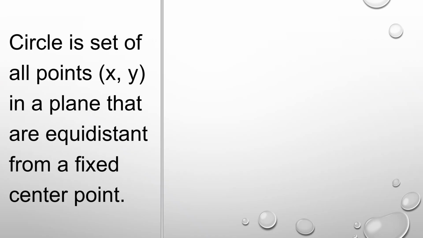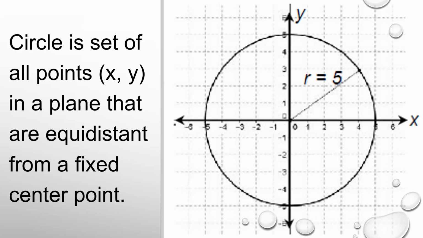We all know that a circle is a set of all points (x, y) in a plane that are equidistant from a fixed center point. The figure shows a graph of a circle. In order for us to graph a circle, we need to identify two important pieces of information. First are the coordinates of the center, and the second one is the length of the radius.